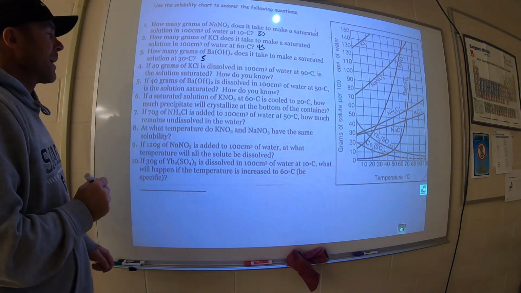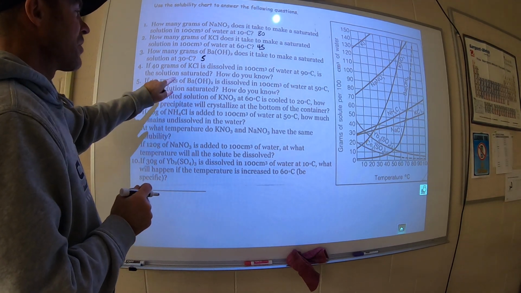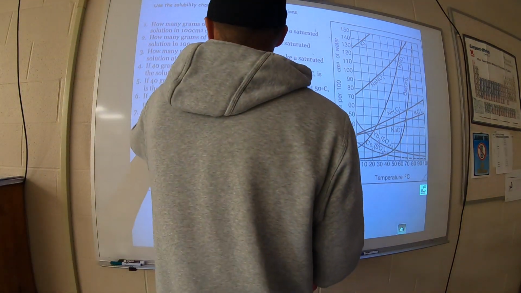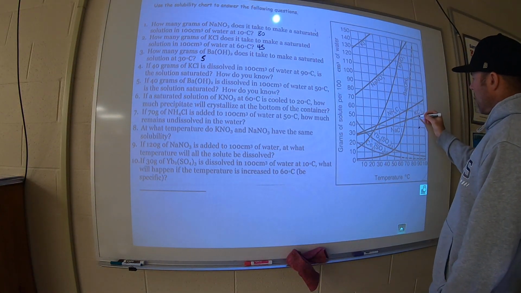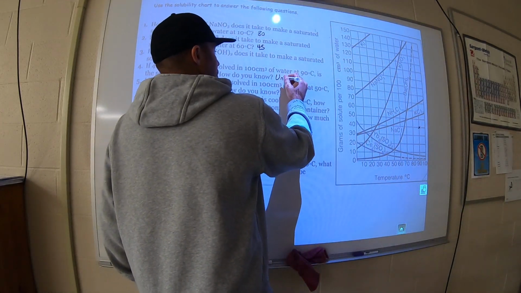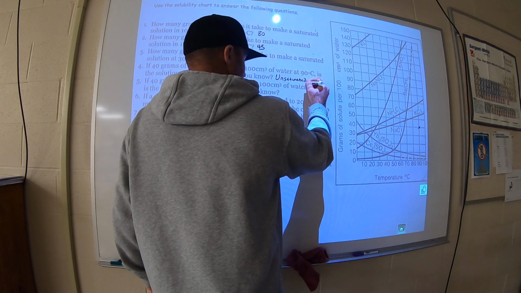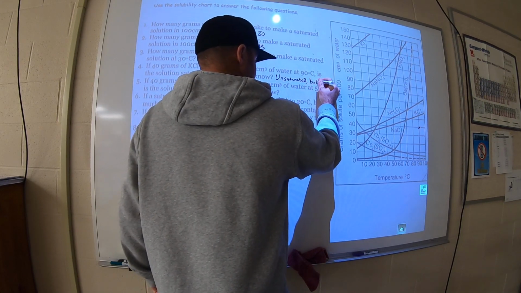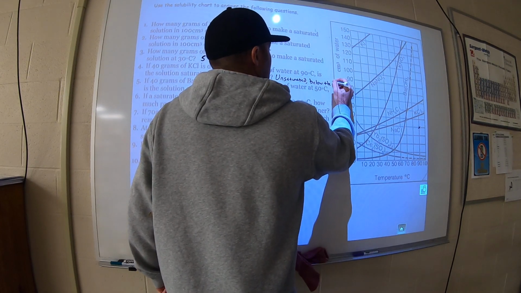Number 4, if 40 grams of KCl is dissolved in 100 cubic centimeters of water at 90, is the solution saturated? How do you know? So let's find 40 grams at 90. So 40 grams at 90 would be right here. We're below the KCl line, so it's an unsaturated solution. How do you know? I'm going to say comma, it's below the line.